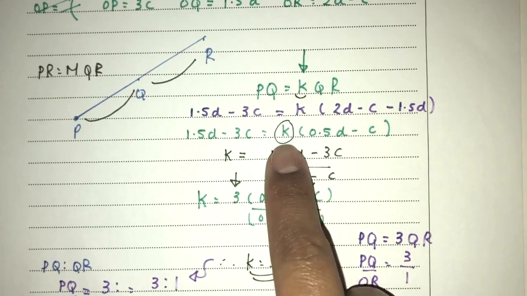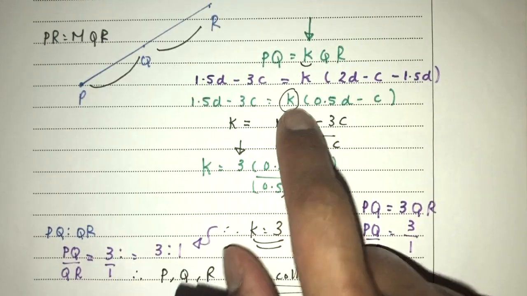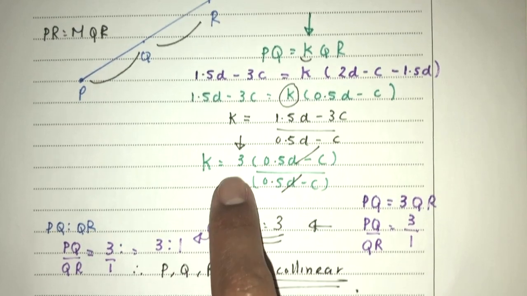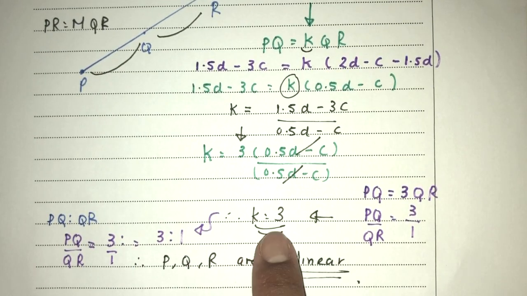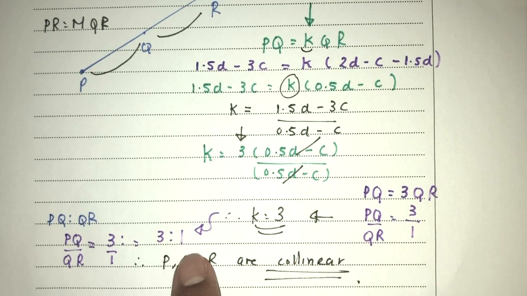As we have seen, we have found the value of K first, and by finding an exact, constant value, we have shown they are collinear. After that, using the same value, we can find the ratio to show this.